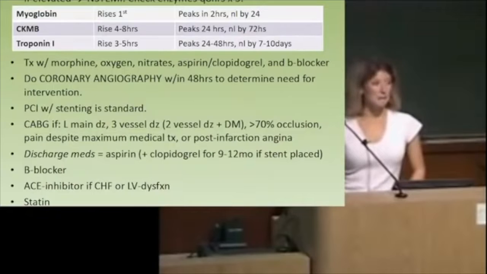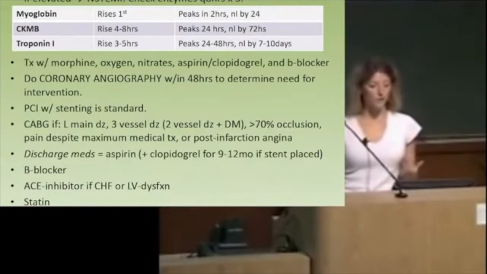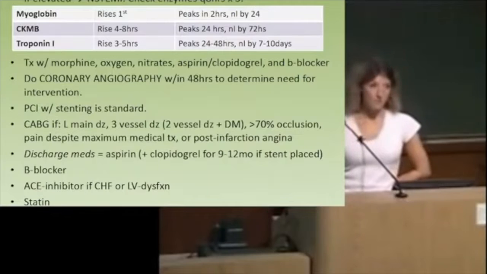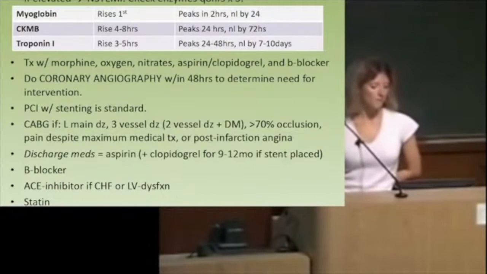So you've given them maximum medical treatment, but they're still really symptomatic, still having pain, or after an infarction a few days later, they've got terrible angina where you're suspicious of a reinfarction. Those are all reasons for CABG instead of stenting. So we always send these folks home on aspirin or clopidogrel if they've got a stent. They always need a beta blocker. You need an ACE inhibitor, particularly if they've got some type of left ventricular dysfunction, and we need to give them a statin for prevention of future disease. And then nitrates for their chest pain.